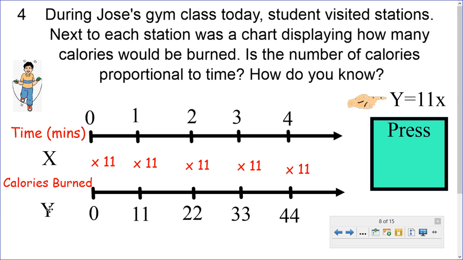So the value of the calories burned is equal to 11, which was the constant number, times the X number of minutes that we did the jump roping. So is this a relationship? Well, remember, a proportional relationship has to have equal fractions.